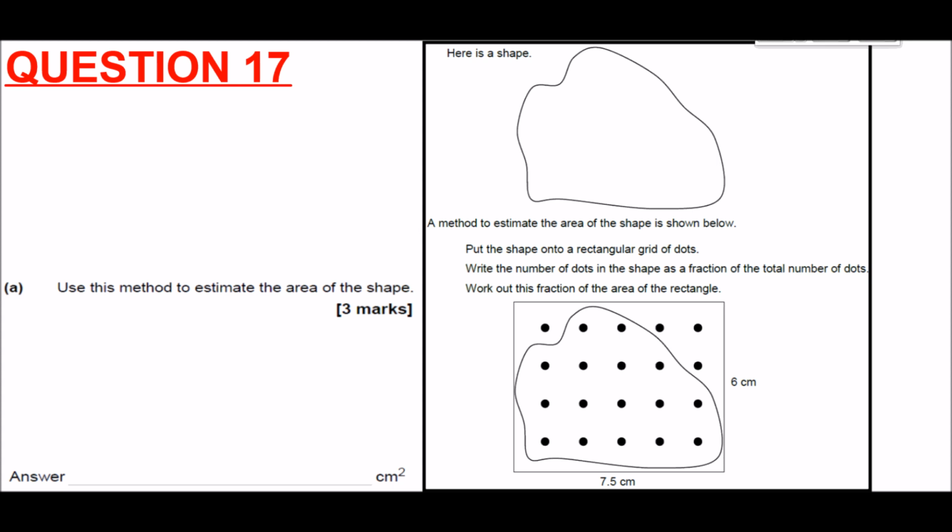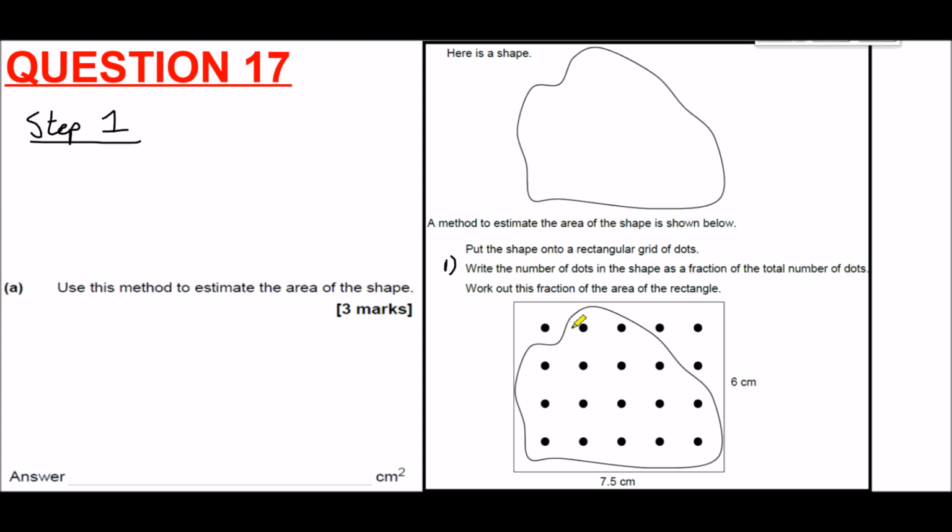Question 17, we have an awkward looking shape over here, and we've been given a method to estimate the area of the shape. And so we put the shape onto a rectangular grid of dots, which has been done for us, and we write the number of dots in the shape as a fraction of the total number of dots. And so we can start this by doing step 1. How many dots are in the shape?